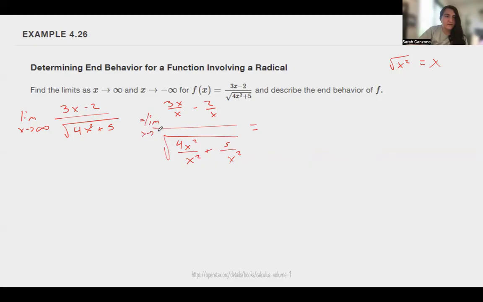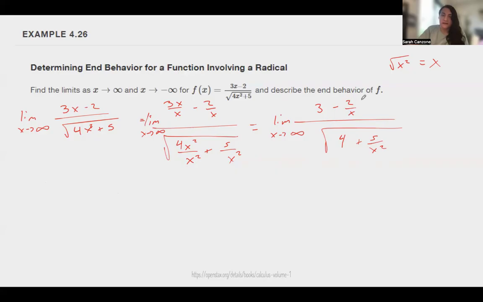So now we're going to adjust this, and I forgot to write the limit in. Don't forget that. So this is the limit as x approaches infinity, and we're going to simplify the numerator and the denominator. So this just becomes 3 minus 2 over x over, and we're going to keep the square root here, this just becomes 4 plus 5 over x squared. Again, this is all under the square root. And now we can plug in the infinity.